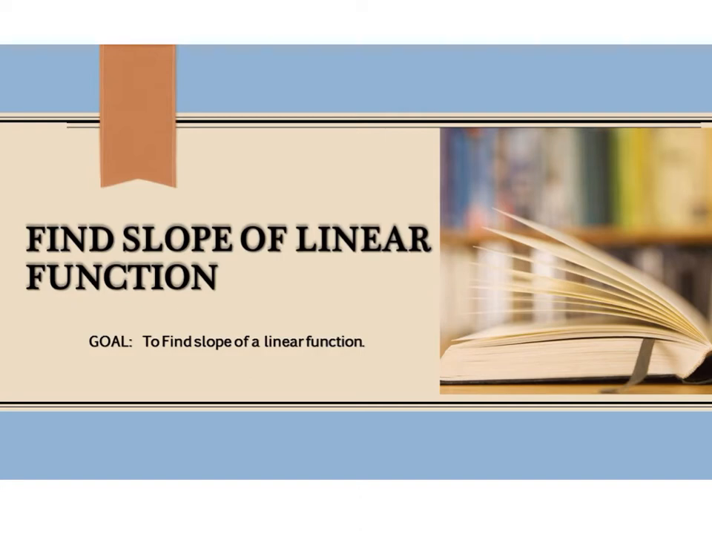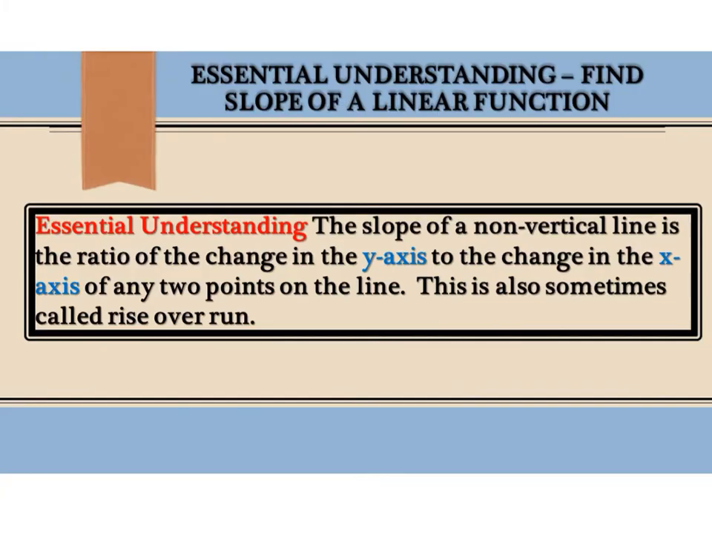This lesson is find slope of linear function. The goal is to find slope of a linear function. What you need to understand by the end of this lesson is that the slope of any non-vertical line is the ratio of the change in the y-axis to the change in the x-axis of any 2 points on that line. We also call this rise over run.